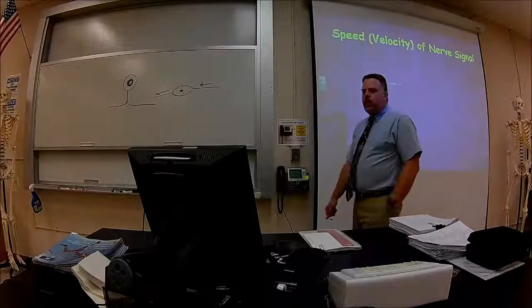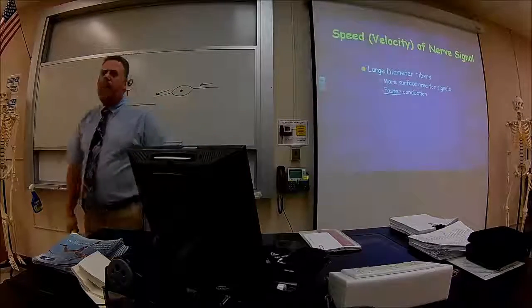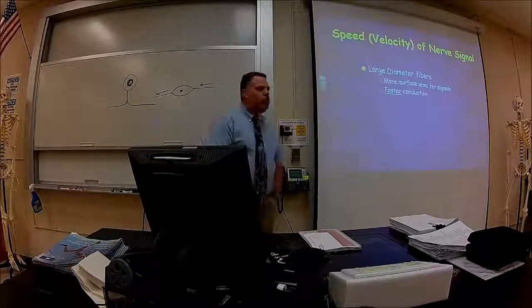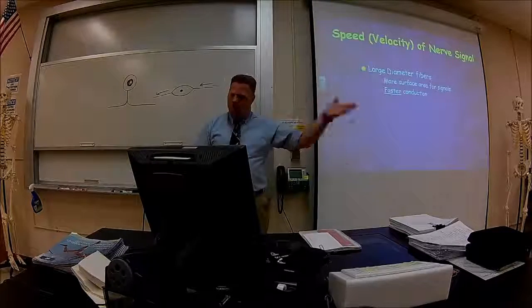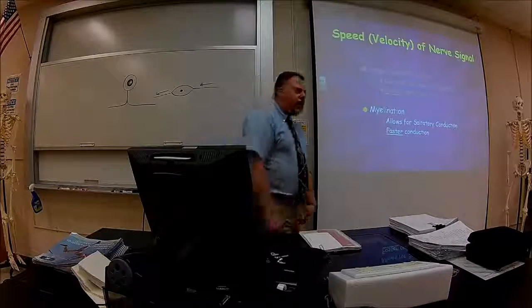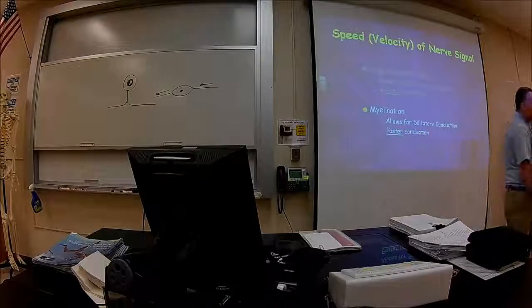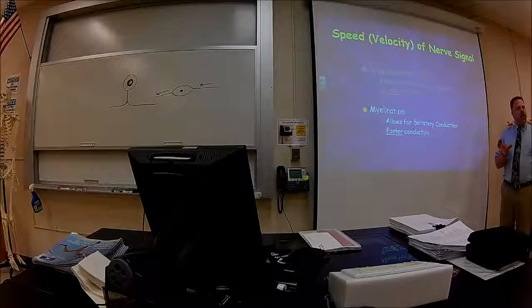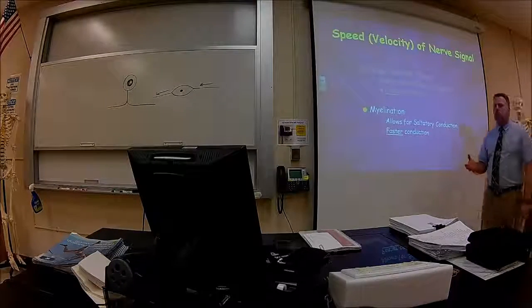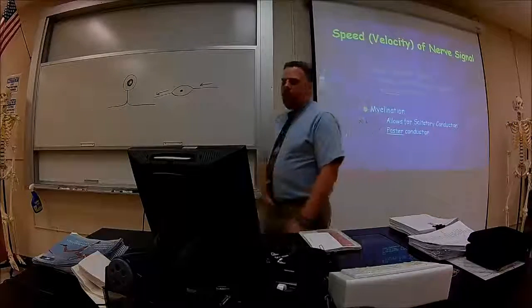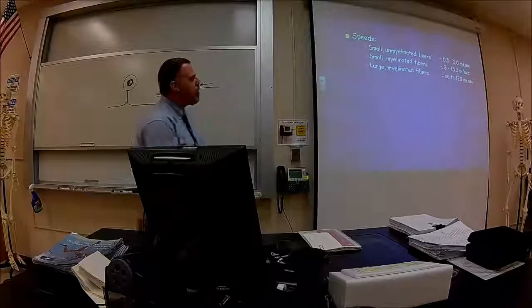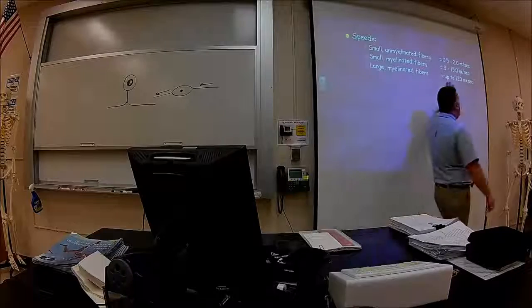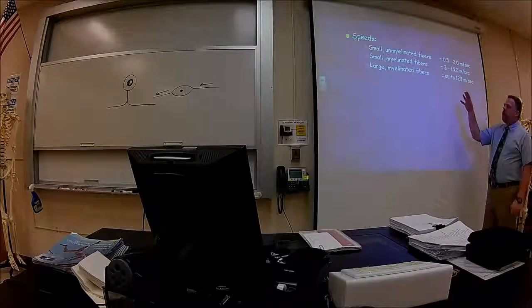Speed or velocity of a nerve signal, this is pretty common sense, right? Large diameter fibers, you would expect to go faster. So if you have large nerve fibers, it's going to go faster. If you have myelination on there, it's going to go faster. So you could bet that large myelinated nerve fibers are going to be very fast, whereas small, or let's say thinner fibers and ones that are unmyelinated will go slower. And that's what I'm trying to show up here. You don't have to worry about the millimeters per second, but it just gives you some idea of that.